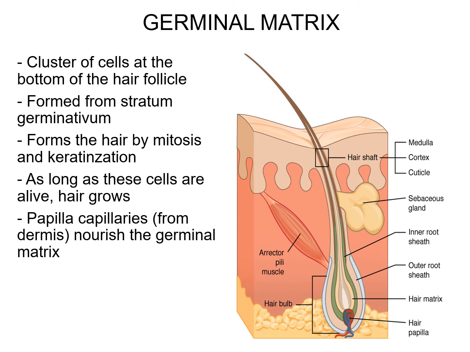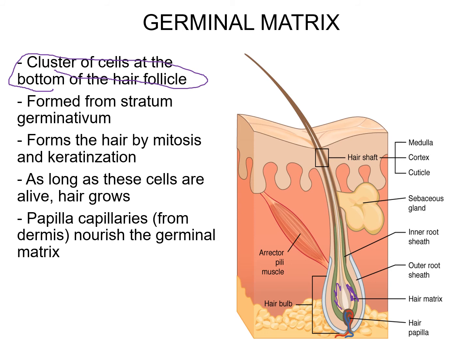Another structure called the germinal matrix. This is where the growing actually occurs. It's a cluster of cells at the very bottom of the hair follicle. And you can see them right in this area right here in purple, also known as the hair matrix. And it's formed by the stratum germinativum. Say that real fast. That's just another fancy way of saying the stratum basale.